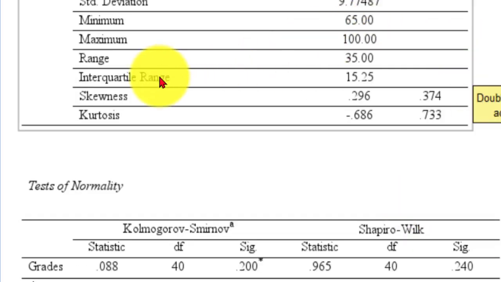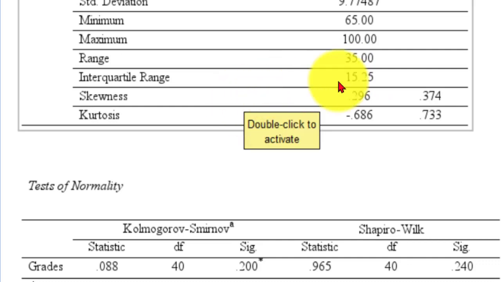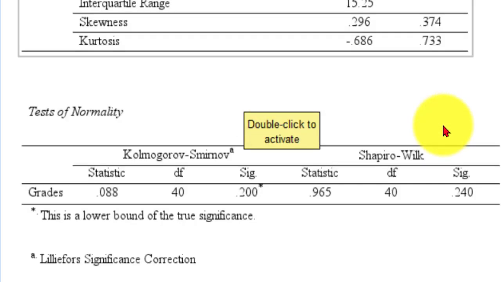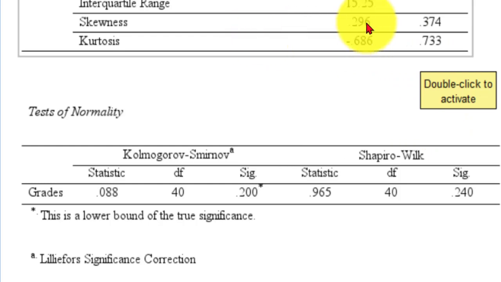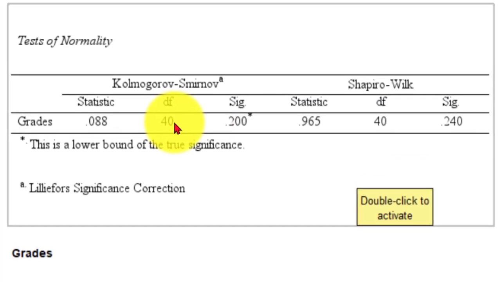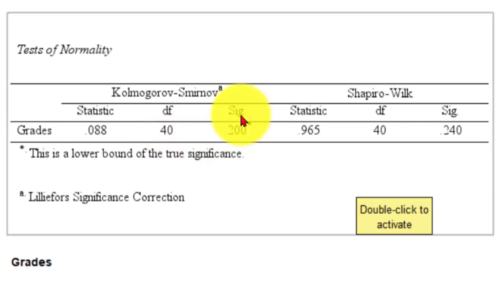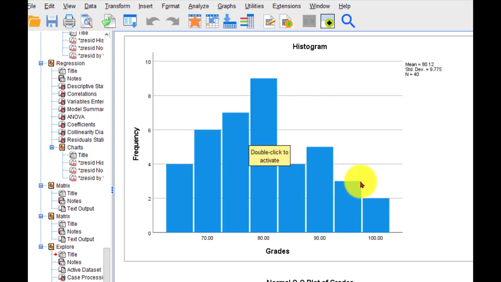Interquartile range is the difference between quartile 3 and quartile 1. So if I find out what quartile 3 was and subtract quartile 1, that's the difference between the two. But we don't use interquartile ranges to identify outliers anymore. And there's the skewness and the kurtosis, and they both look fine to me. This one says it's kind of normal, with the asterisk. The Kolmogorov-Smirnov test says it's normal, and its twin brother, the Shapiro-Wilk test, agrees with it. It's not perfect, but it's normal enough.